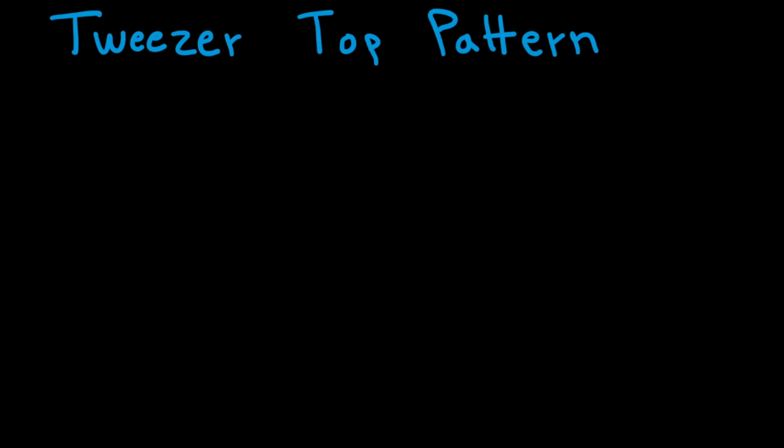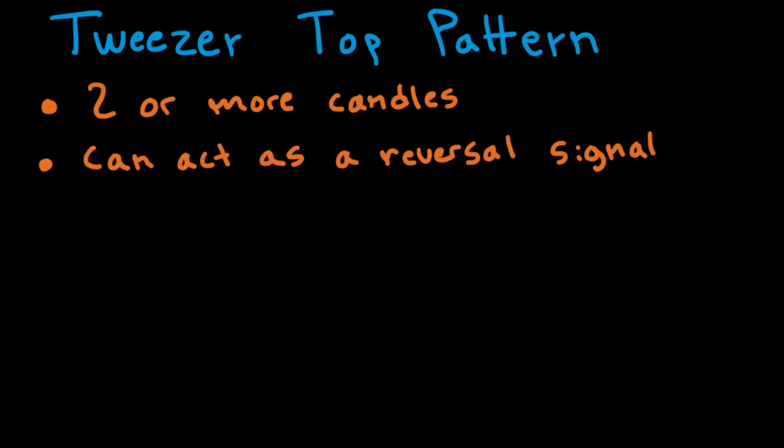So the Tweezer Top Pattern, what does it mean? Well, it is a candlestick pattern that consists of 2 or more candles. Many times we are talking about 2 candles, but sometimes we can even include more candlesticks in the pattern. And this pattern can act as a reversal signal. Since it is a top pattern, it might indicate that the trend is about to change from a bullish or upwards trend to a bearish or downwards trend. Or it can also mean that the trend is changing to neutral.